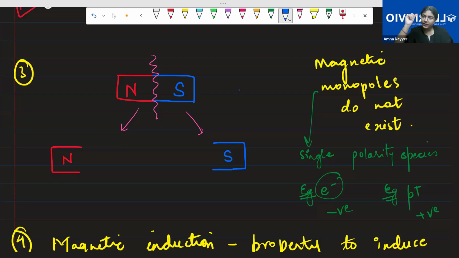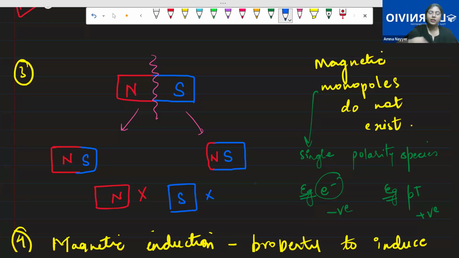You can never have a bar magnet that is only a north pole or only a south pole. What will happen even if I break it? This leftover part will develop the south polarity, and this leftover part will develop north polarity. Definitely the length of the magnet will reduce because we have cut it into half, but you can never have a polarity like this. North can never exist alone, or south can never exist alone. So north and south will automatically exist.